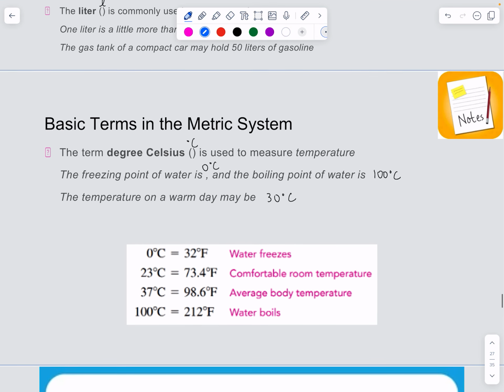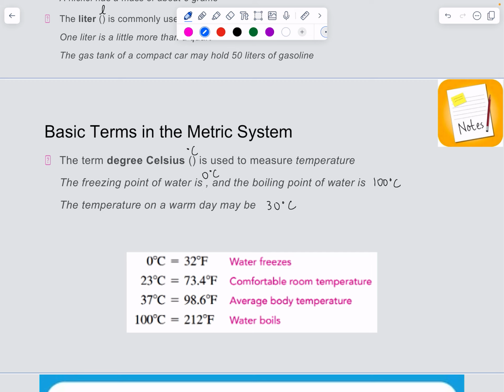Then we have temperature. Metric uses degrees Celsius. Ideas about Celsius: the freezing point of water is 0, boiling point is 100, and everything else falls in between. So the temperature on a warm day might be 30 degrees Celsius. And here's some more, just to give you a better idea. Comfortable room temperature might be 73 degrees Fahrenheit. That equates to 23 degrees Celsius. Our body temperature is 98.6. That's about 37 degrees Celsius. So just to give you an idea.